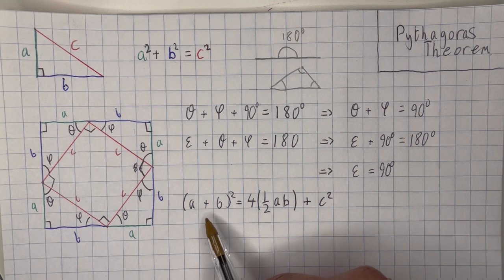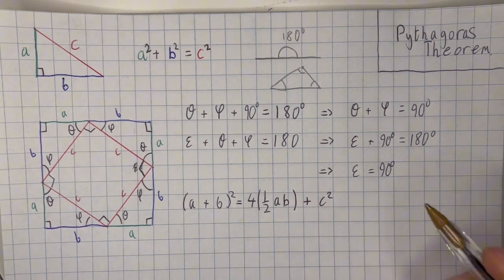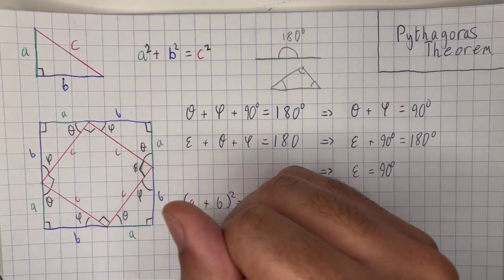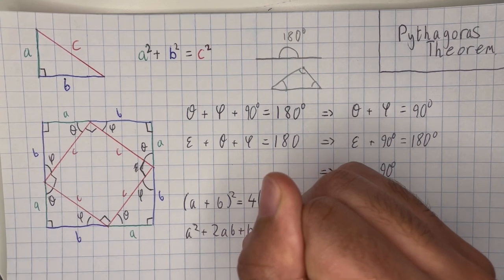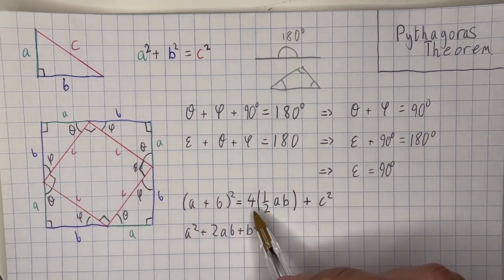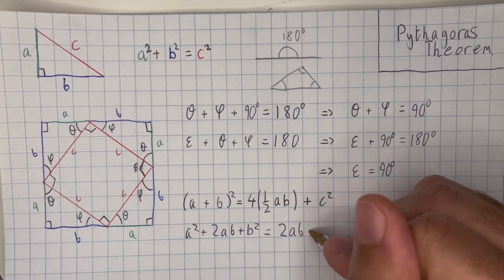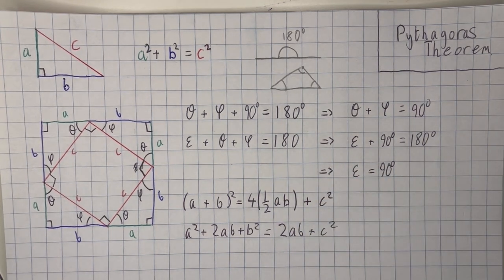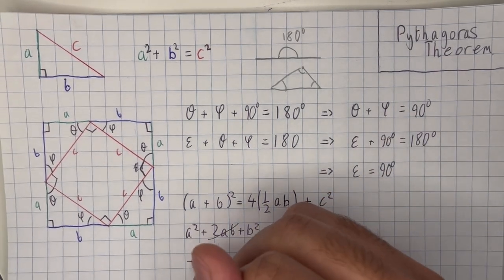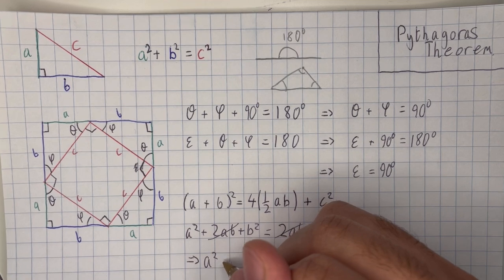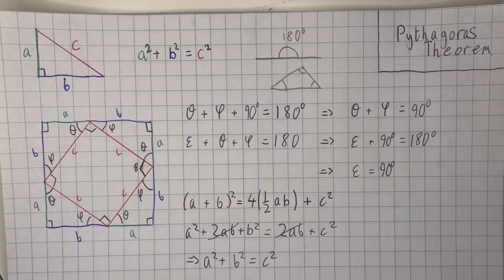Okay, so now I have A plus B squared is equal to 4 lots of half AB plus C squared. I'll just expand this out. A squared plus 2AB plus B squared is equal to, what's 4 times a half? 2AB plus C squared. But then look here. 2AB cancels with 2AB, meaning A squared plus B squared equals C squared, just as we wanted.